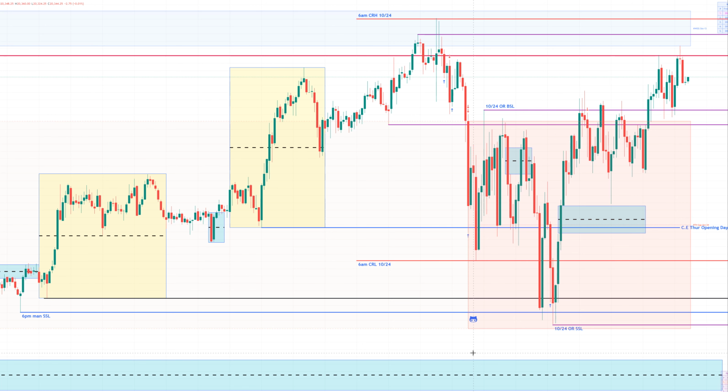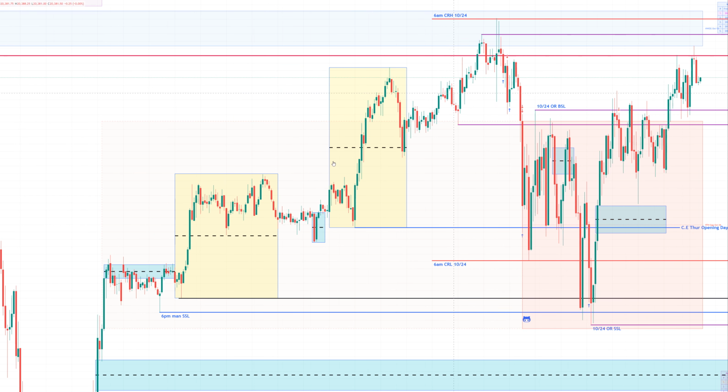Here's the reason why you want to ask yourself that question. In this very specific case, this 6 p.m. manipulation level, you see where that is, price reverted and price ran long. So at 8:30, we're above yesterday's PM session.